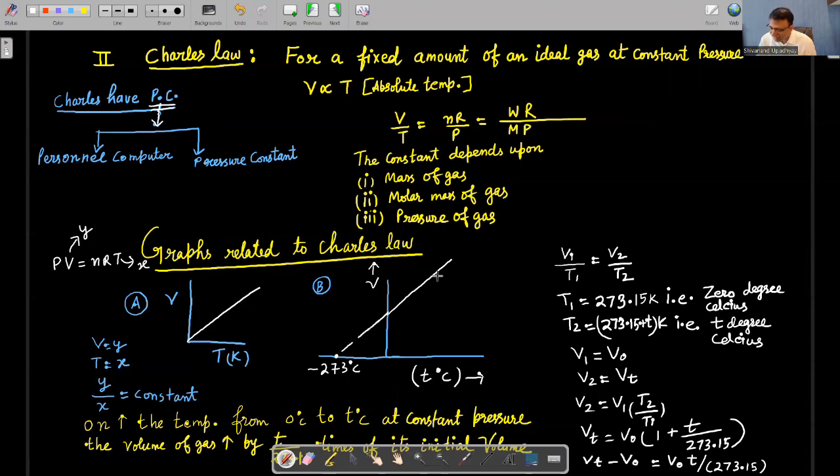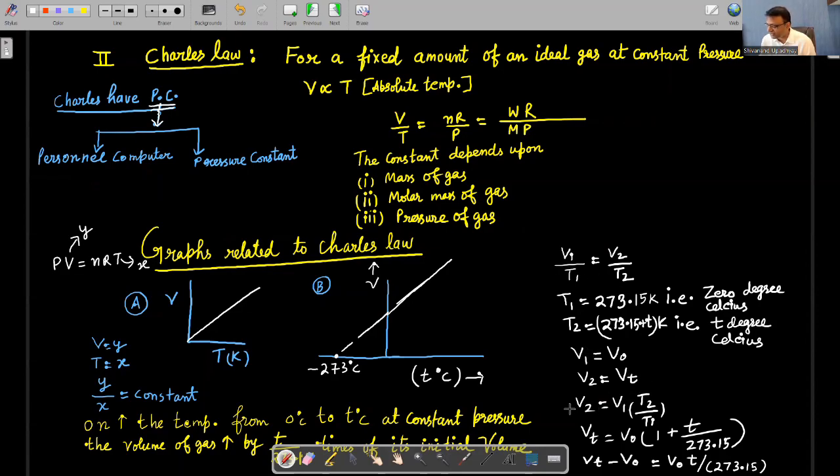So when the gas is behaving like an ideal gas, we can write that V1 upon T1 is equal to V2 upon T2. So if the temperature T1 is 0 degrees Celsius, we can write in Kelvin 273.15 Kelvin, and T2 temperature in Kelvin is T degrees Celsius, then its value is equal to 273.15 plus T in Kelvin. And volume V1 at temperature T1 is V naught, because naught is for 0 degrees Celsius, and volume V2 is VT, means at T degrees Celsius.